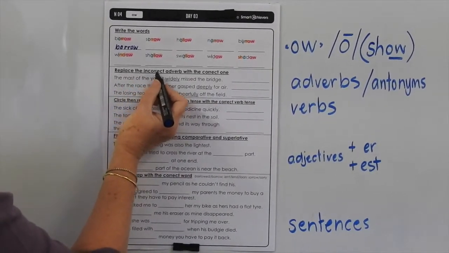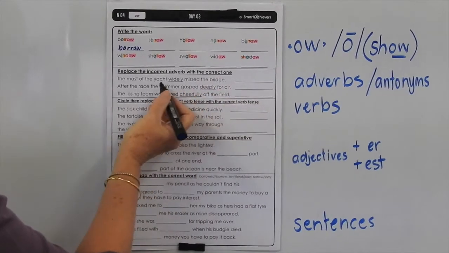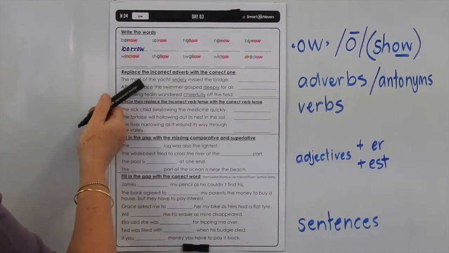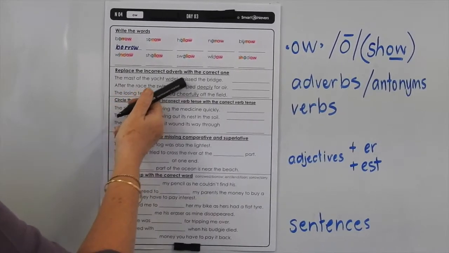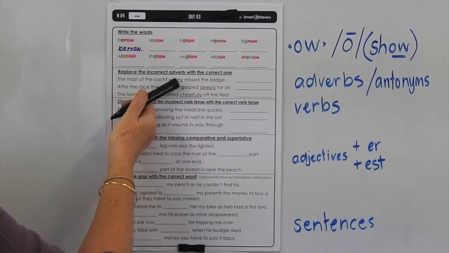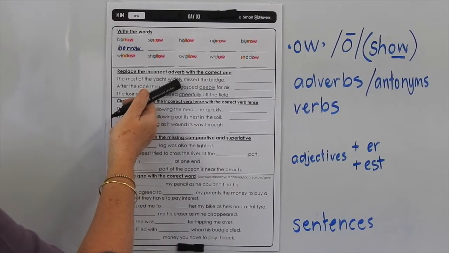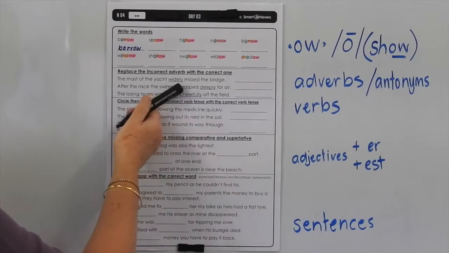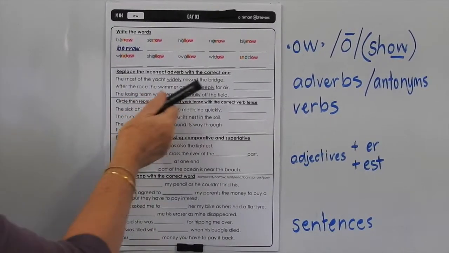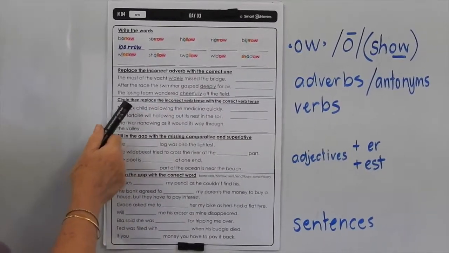Now replace the incorrect adverb with the correct one. Now these are antonyms and adverbs that you're doing here. So the mast of the yacht widely missed the bridge, so you've got to find the antonym to wide, and then to form an adverb you'll have to add the ly on the end of that word as well. So you're going to have to think carefully to finish that one.